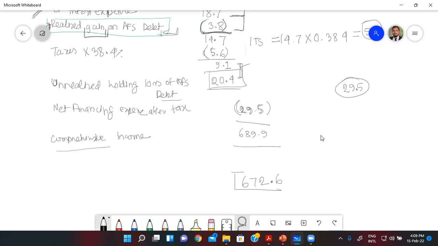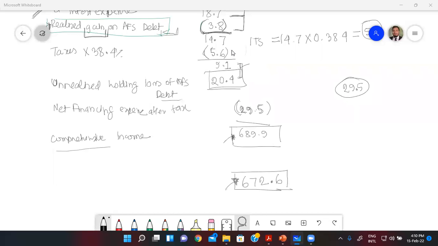672.6. Now the question to you, why is this number differing? The comprehensive income is a bigger amount here, but the net income reported in the income statement is a smaller number here. What is the reason? Which items are causing these changes? Not the dirty items, it is dirty surplus items. Don't underestimate those items. These are dirty surplus items because of their presence.